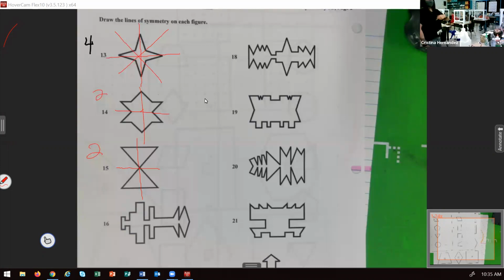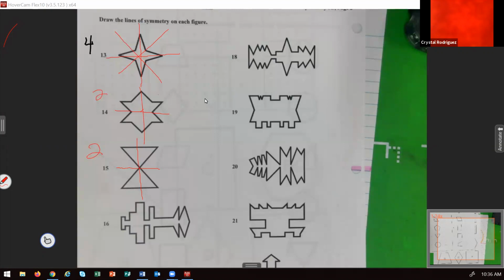At home, number 16. Who thinks they know the answer to how many lines of symmetry 16 has? At home, who thinks they know? How many lines of symmetry do you think that has? I don't know, like 6. So you can divide that shape 6 different ways, and it's going to be the same.